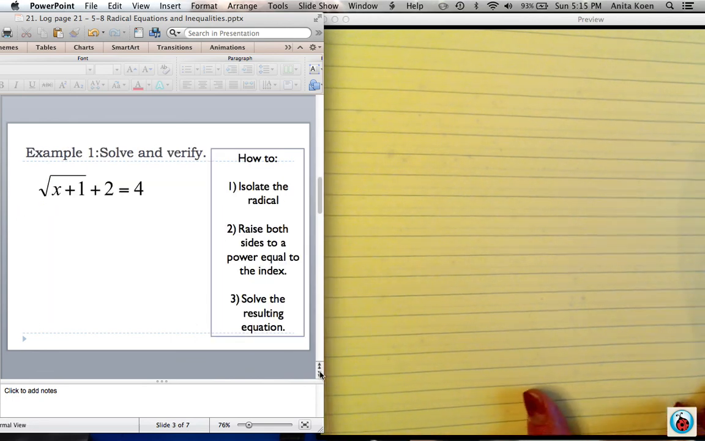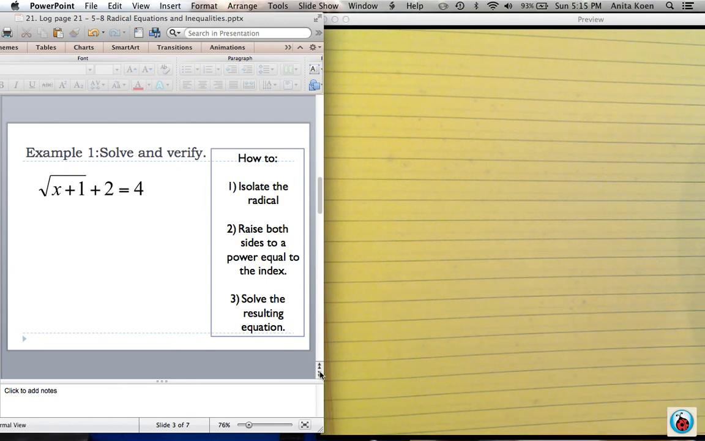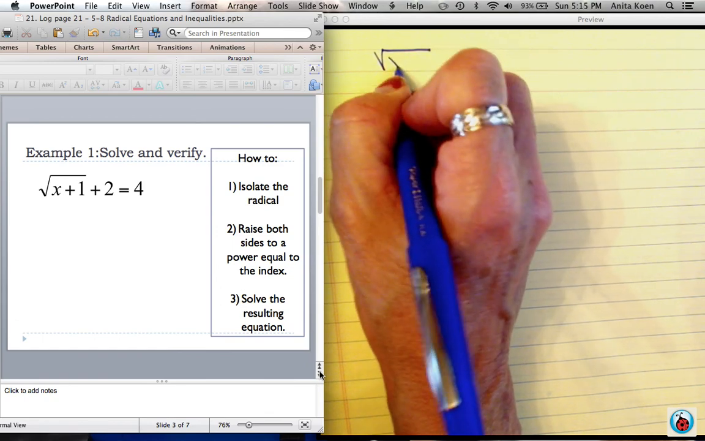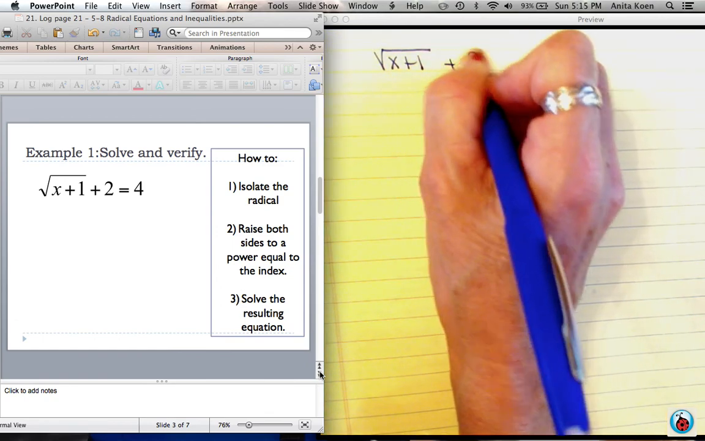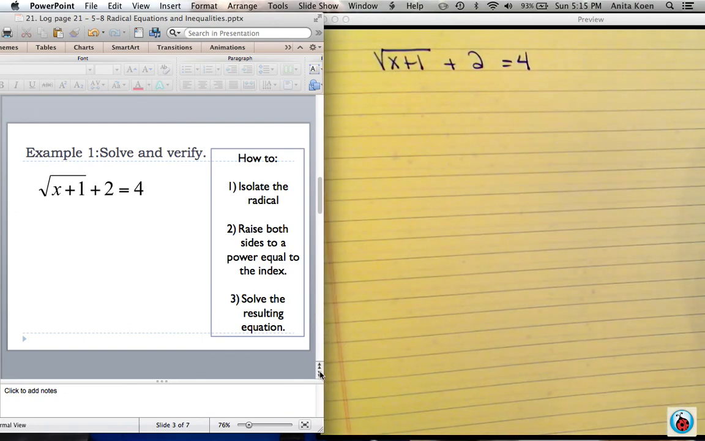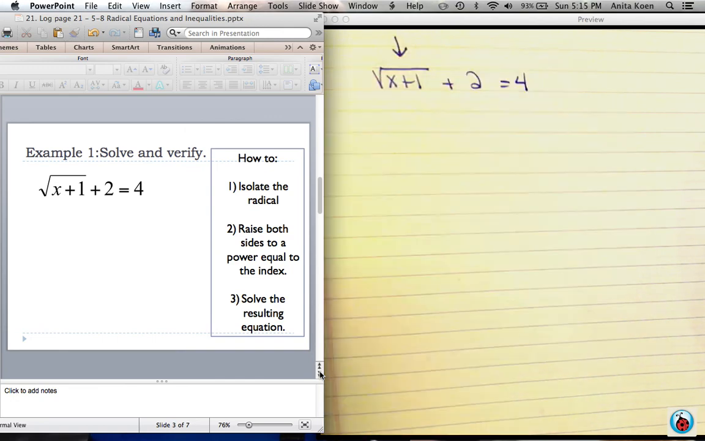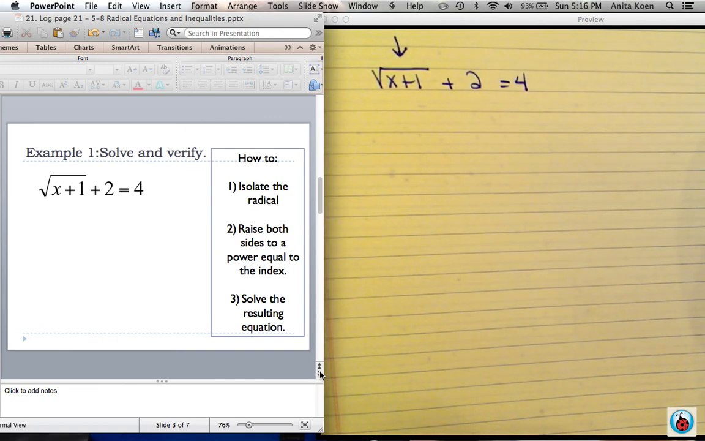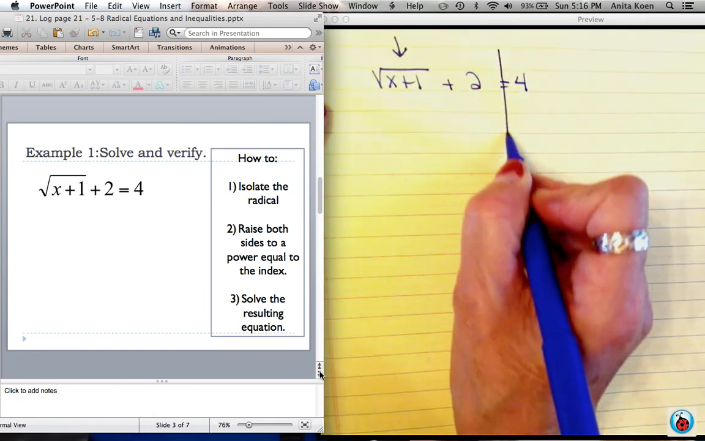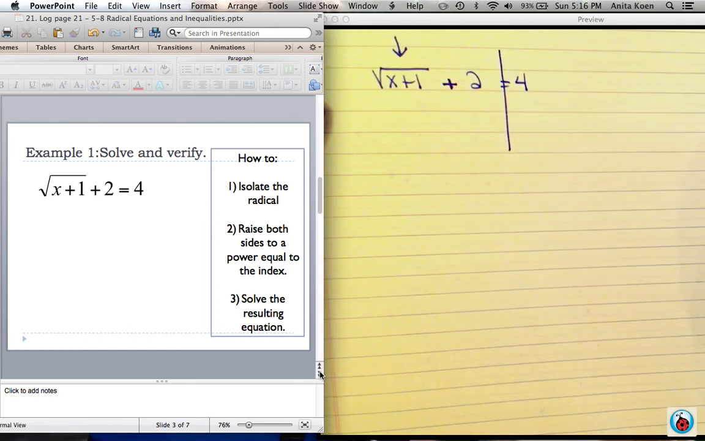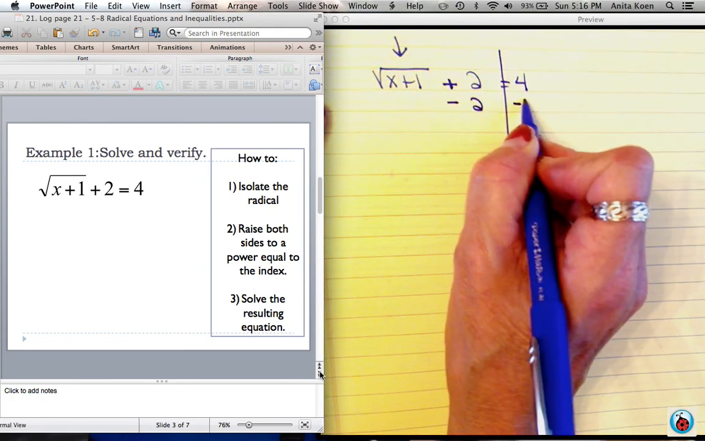Let's look at how we're going to solve and verify radical equations. In example 1, we have a radical equation of the square root of x plus 1, plus 2, equals 4. In our how-to steps, it says to isolate the radical first. Here is my radical. I need to get it by itself. So I need to remove this 2 that's being added to the radical, and get it to the other side of the equation. The way that we do that is by subtracting 2 from both sides of the equation.